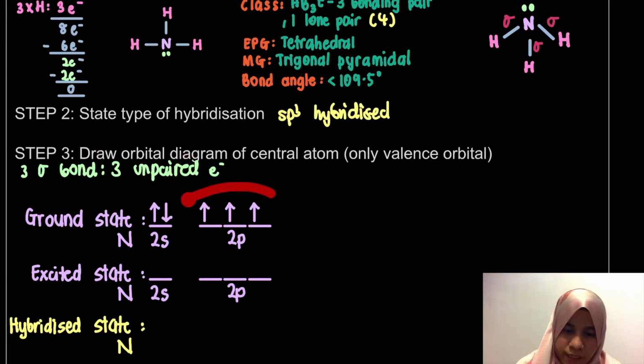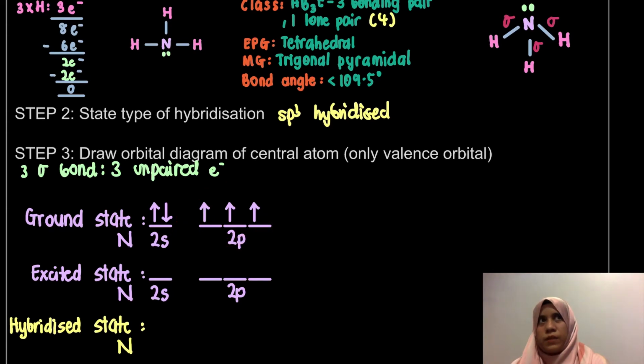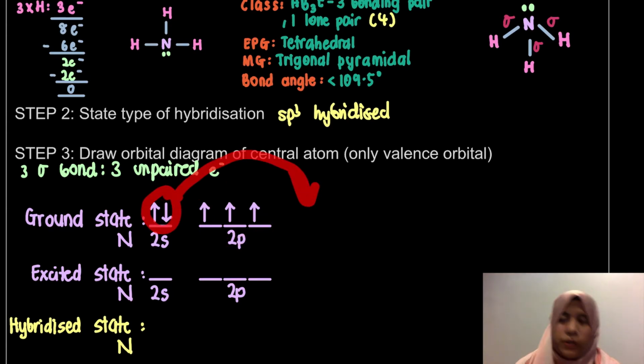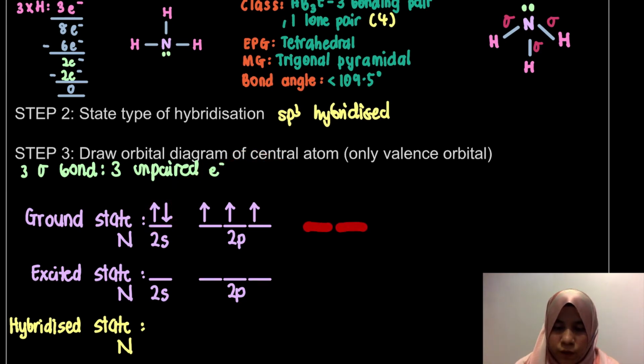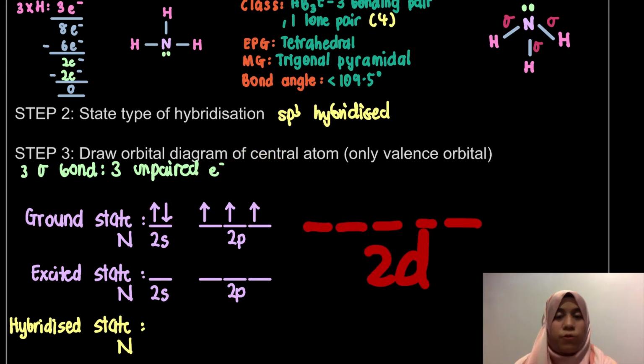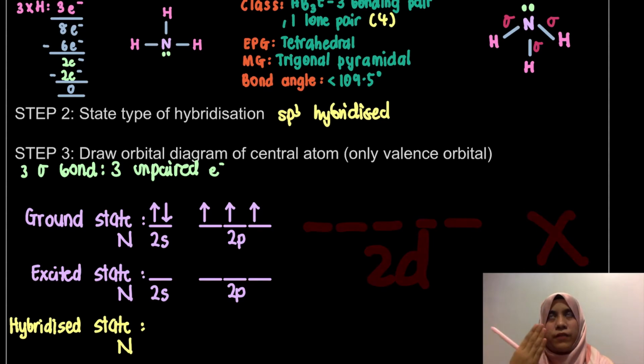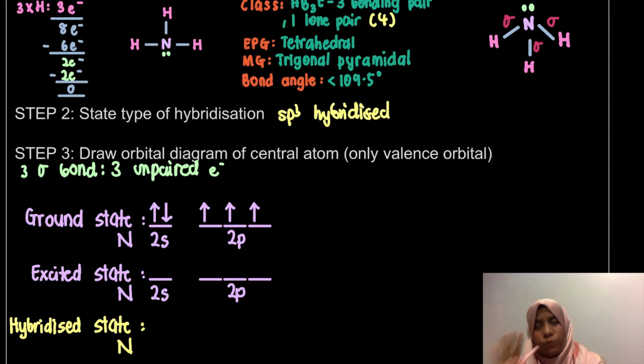So, ngamlah dekat sini. Okay, so, Miss, kenapa yang ini kita tak perlu excited kan? Okay, satu, mana ada? We do not have any empty 2D orbital, kita tak ada. So, satu tu memang kita tak boleh nak excite kan because of there's no 2D orbital.